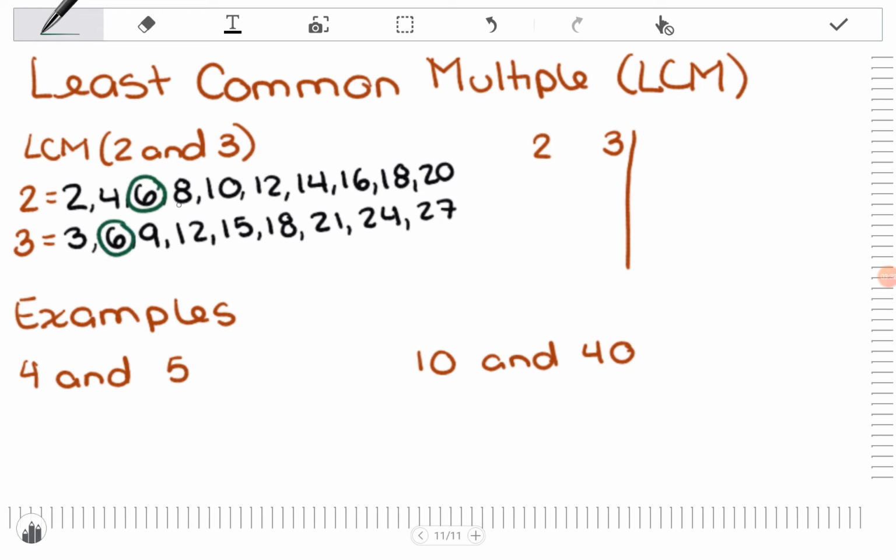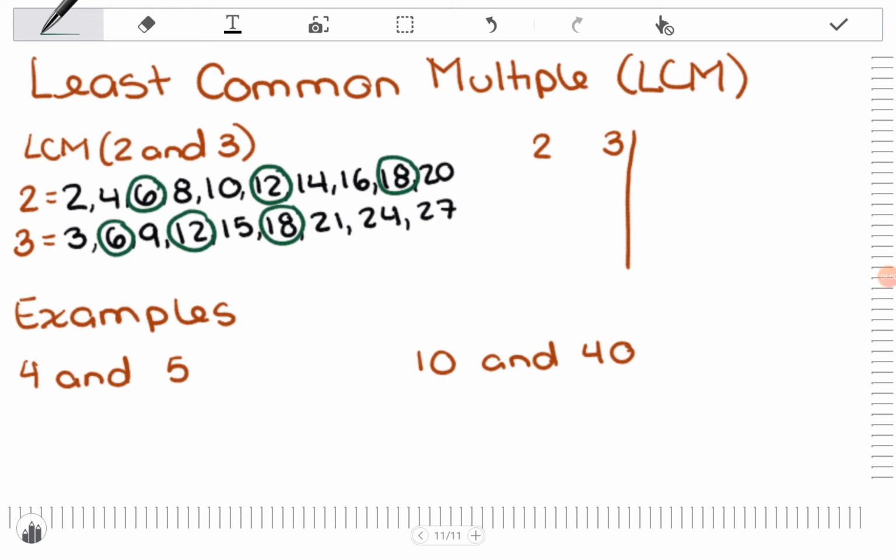The 8 is not, 9 no, 12. We have a common multiple right here. Can you find another one? Look for it. There's one more common multiple. Did you find it? Yes, right here, 18. And that's it. These are the first common multiples. As you know, multiples are infinite, so they have plenty more common multiples. But these are the first 3.